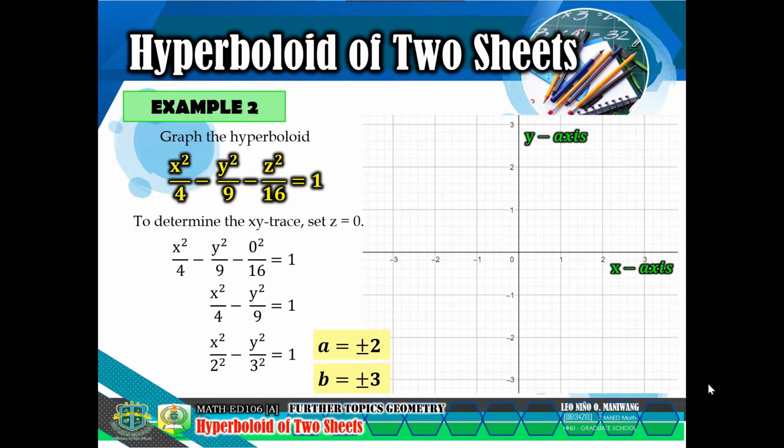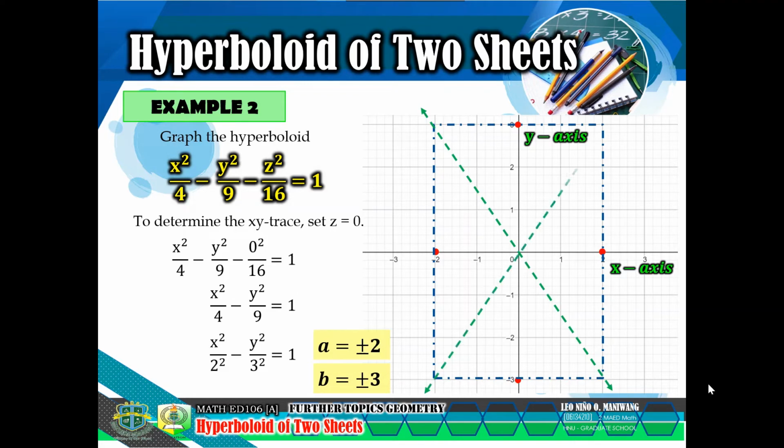Our A is -2 and +2. Notice that our A is on the x-axis because the A is under the x variable. And we have our B, which is -3 and +3. This time we can trace our imaginary rectangle and our two diagonal asymptotes.